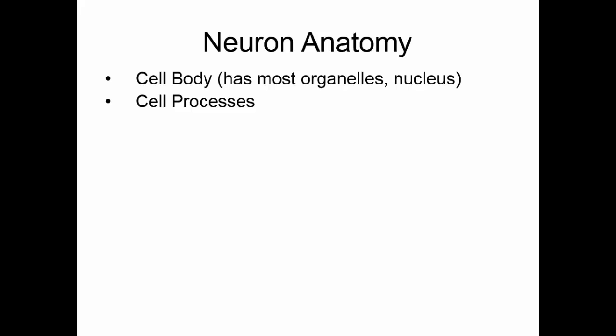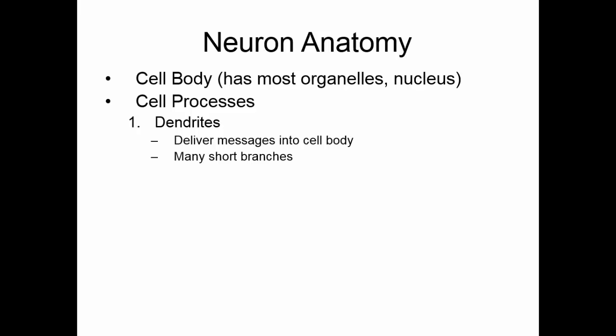And then there are processes that come off of the cell body. The dendrites are short branches that come off of the cell body that help deliver messages to the cell body. They pick up information. The axons are going to take messages away from the cell body. Typically, there is only one axon per neuron, but there are many dendrites per neuron.